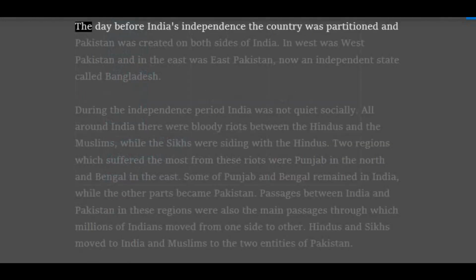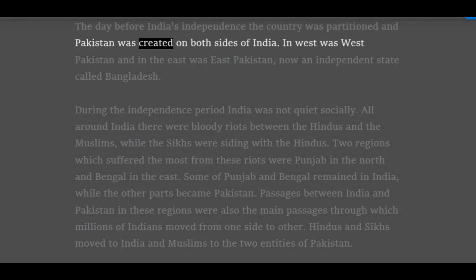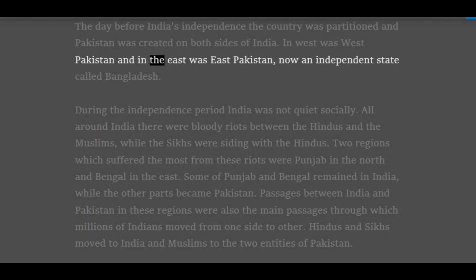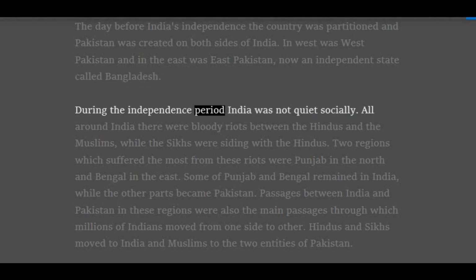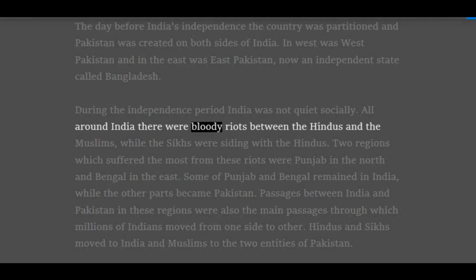The day before India's independence, the country was partitioned and Pakistan was created on both sides of India. In the west was West Pakistan and in the east was East Pakistan, now an independent state called Bangladesh. During the independence period, India was not quiet socially.